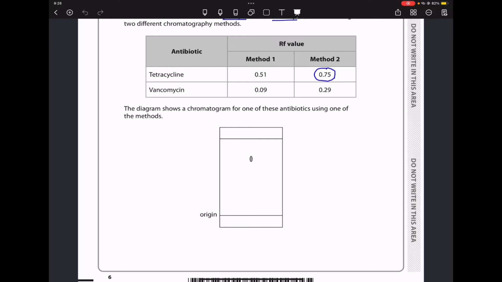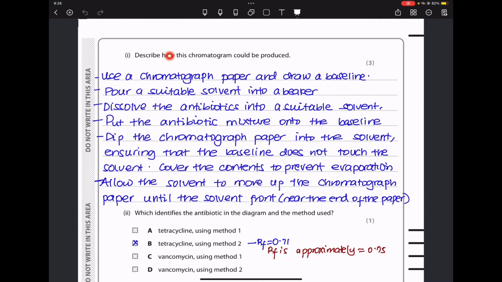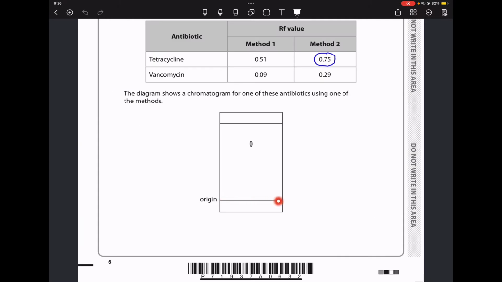So next they say the diagram shows a chromatogram for one of these antibiotics using one of the methods. This is the origin, and this is the point where the sample has traveled. So here they say describe how this chromatogram could be produced. This is easy. You have to get a chromatograph paper, draw the baseline, and then pour a suitable solvent into a beaker, dissolve the antibiotics into a suitable solvent, and then put the antibiotic mixture onto the baseline. The baseline is this line here, which we call the origin.